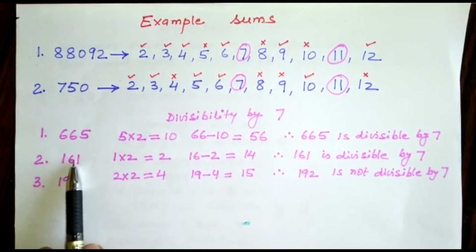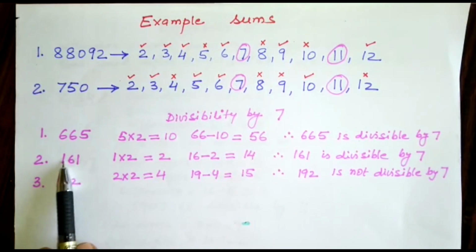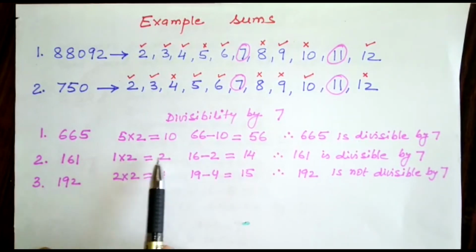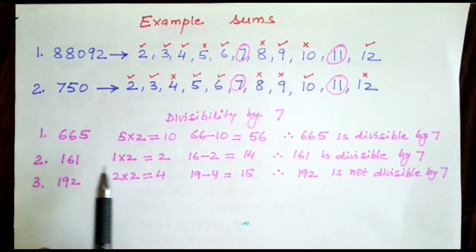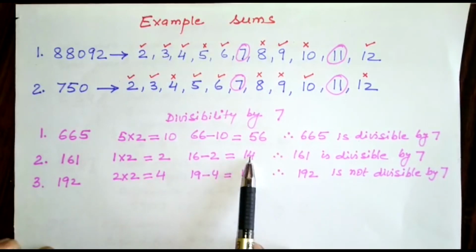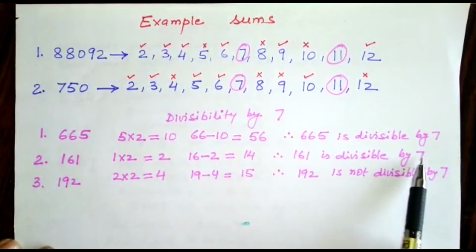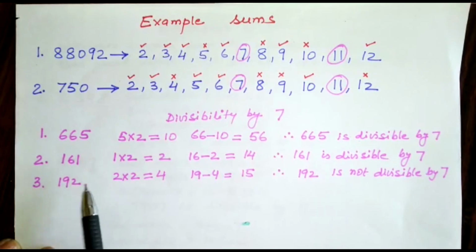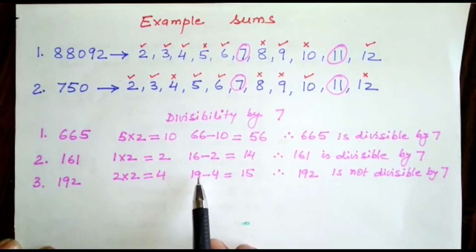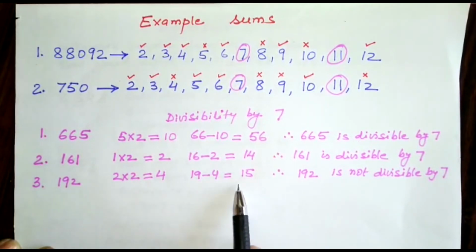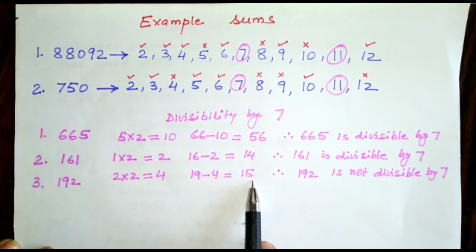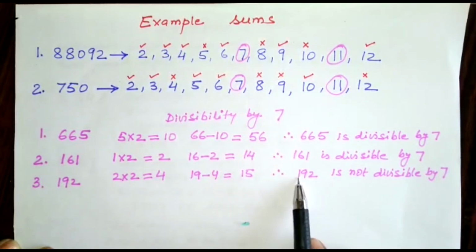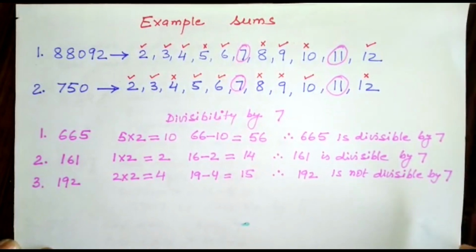Number 161. Double the units place digit and subtract from the remaining digits. We'll double it. 1 into 2 is 2. We'll subtract from the remaining digits. We get 14, which is divisible by 7. Therefore 161 is divisible by 7. 192. Double the units place digit. 2 into 2, 4. We'll subtract it from the remaining digits. 19 minus 4 equals 15, which is not divisible by 7. Therefore number 192 is not divisible by 7.